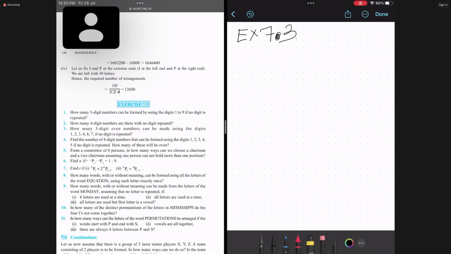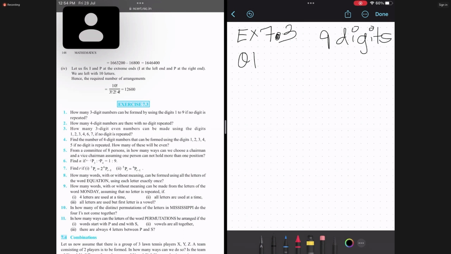So moving on, question number 1 we are going to discuss: how many three-digit numbers can be formed using the digits 1 to 9 if no digit is repeated, correct? So we have 9 digits to choose from, and we know that no digit can be repeated here.